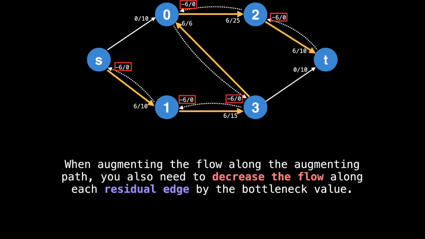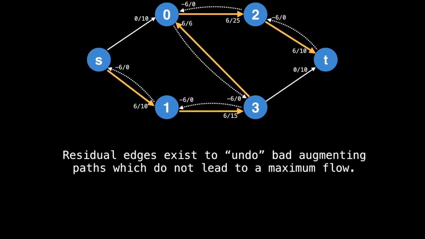However, we're not done augmenting the flow. We not only need to increase the flow along the forward edges, but also decrease the flow along the backwards edges, which are called residual edges. The residual edges are the dotted edges going backwards in the reverse order of the augmenting path. The logic behind having residual edges is to undo bad choices of augmenting paths which do not lead to a maximum flow. Effectively, we don't know which are the best or even correct augmenting paths to take.